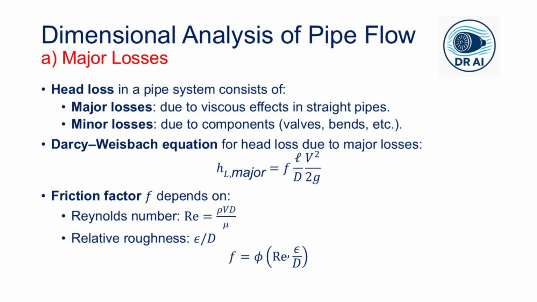But the million-dollar question is, what is f? For laminar flow, we know the answer: f is equal to 64 over Reynolds number. It's exact and independent of the roughness. But for turbulent flows, the function phi, which depends on the Reynolds number and epsilon by D, is complex and cannot be derived theoretically. It must be determined experimentally.